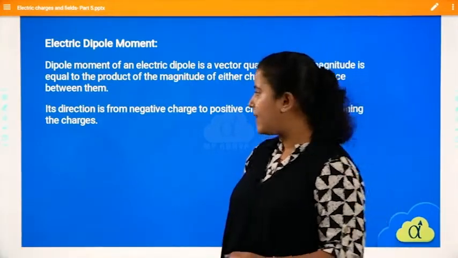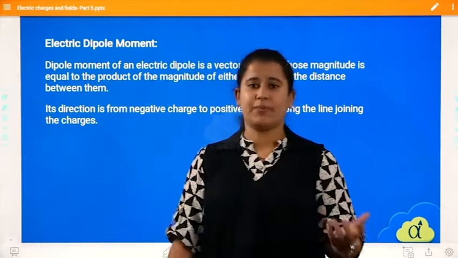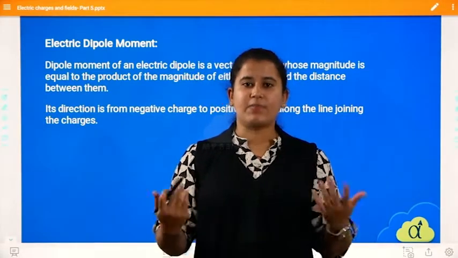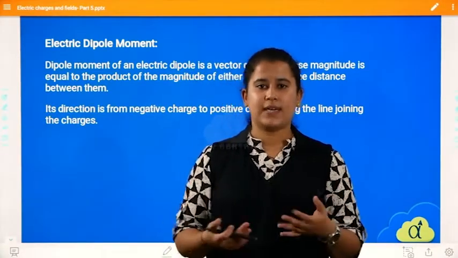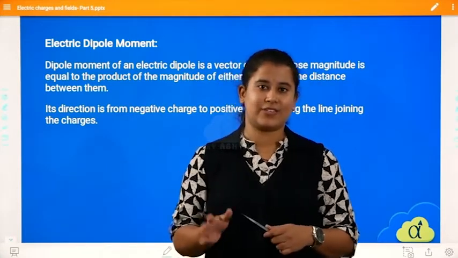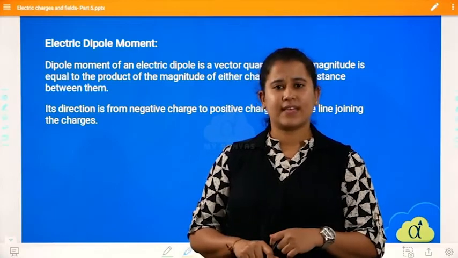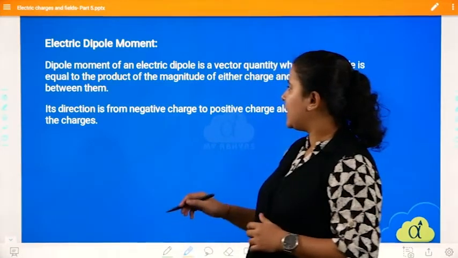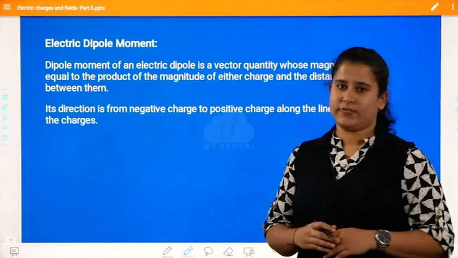I think you have heard about momentum, right? Linear momentum or linear moment. Similarly, here also we come across a quantity which is called the electric dipole moment. So what is this electric dipole moment? It is a vector quantity. First thing.